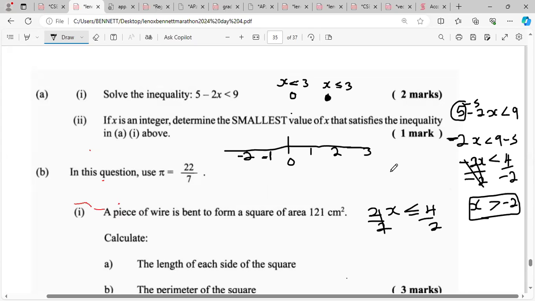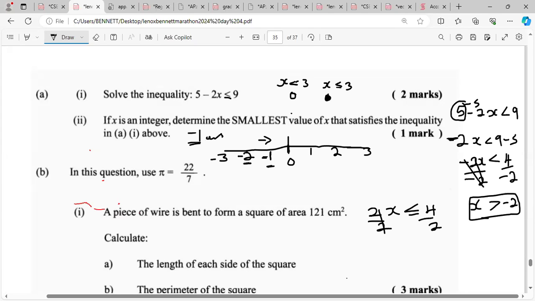Alright, so next up, and this is just one mark, guys, for the x. I wanted to point out this, right? The bigger the negative number, the less the value. So in this case, because it's just less than, we do not include the 2. If it was less than or equal to, then we'd have included the 2. So this would be negative 1.